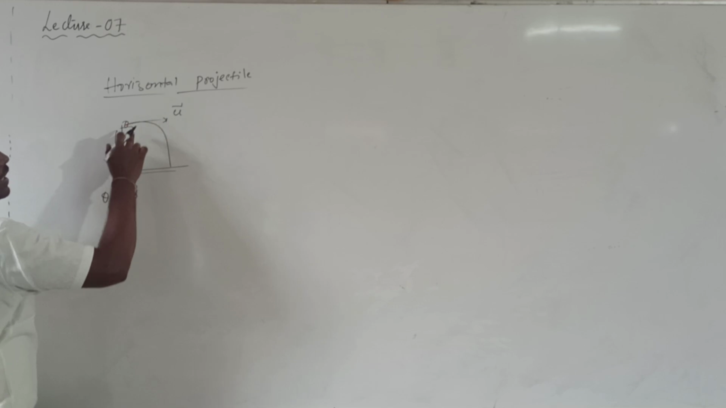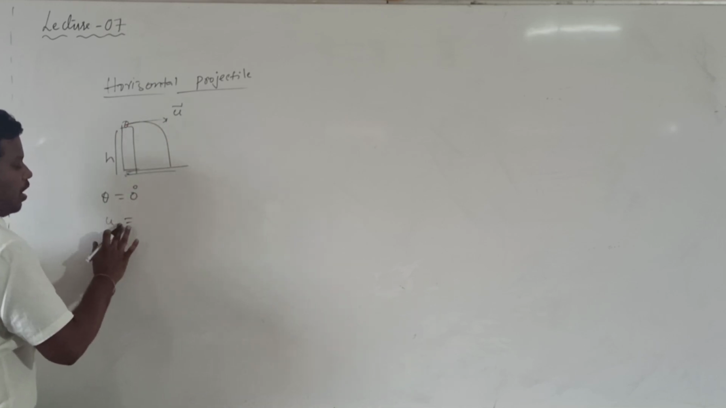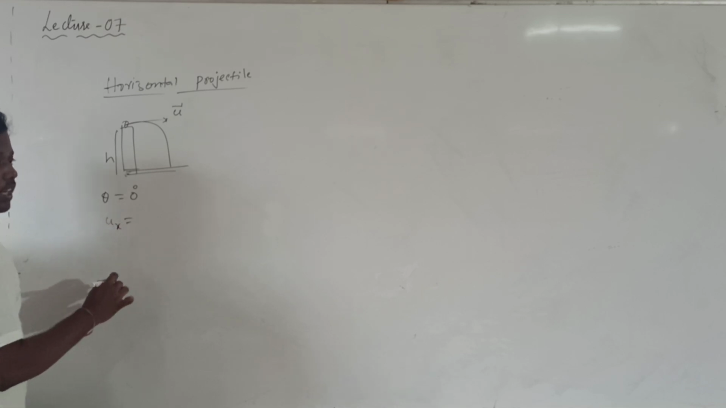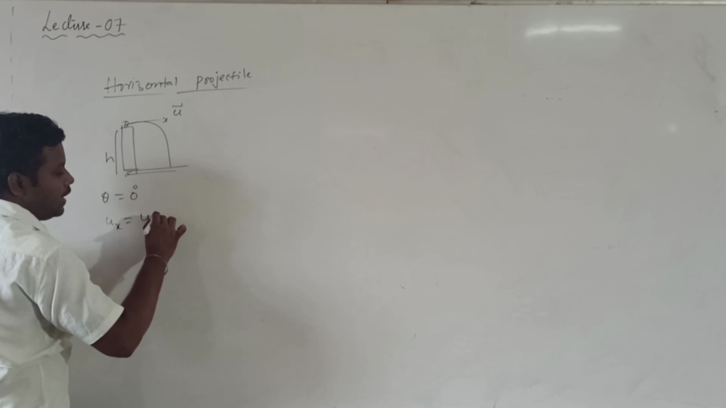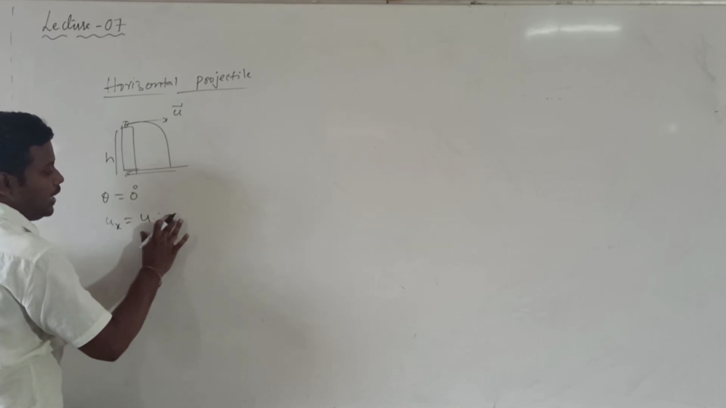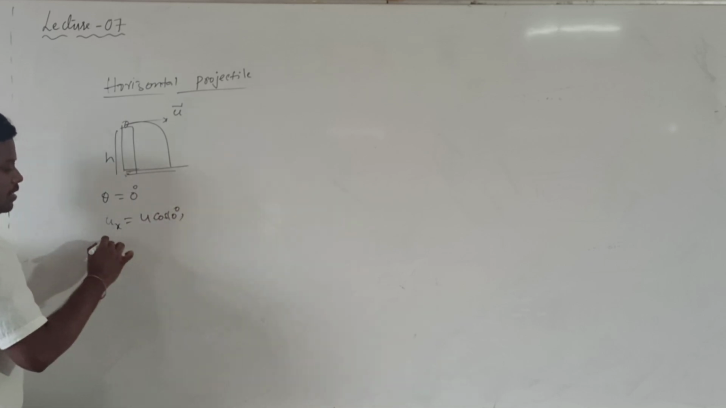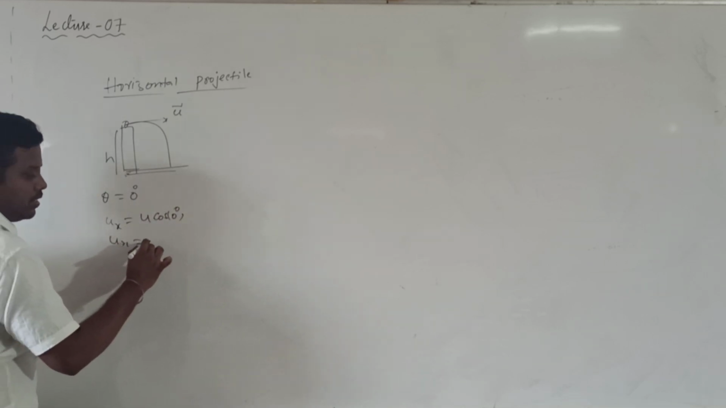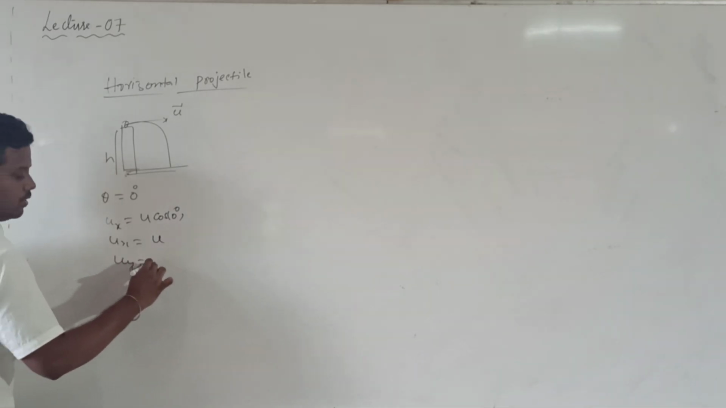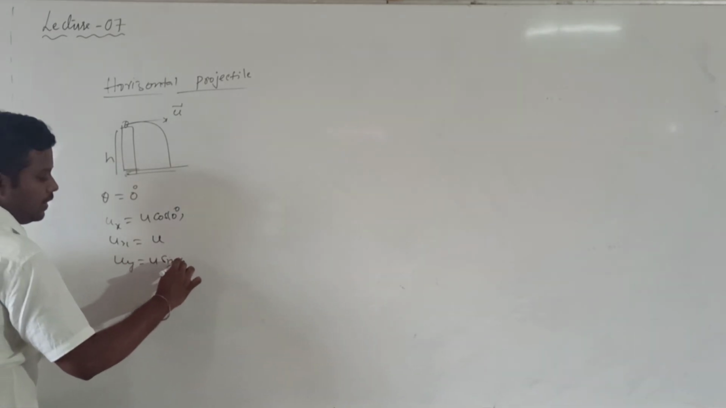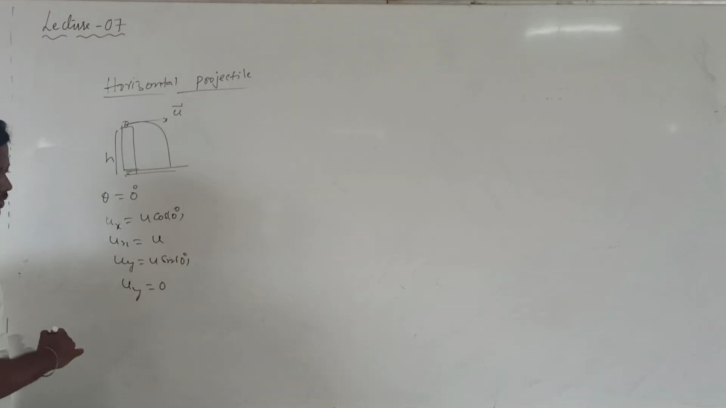For horizontal projectile, theta value is 0. So here also velocity can be resolved into two components, ux value and uy value. Horizontal projectile motion is also two-dimensional motion, and two-dimensional motion can be treated as two separate one-dimensional motions. Ux is equal to u cos theta. Theta value here is 0 degrees, cos 0 degrees value is 1, so ux is equal to u. And what happened to uy? Uy is equal to u sin theta, theta value 0, so uy is equal to 0.